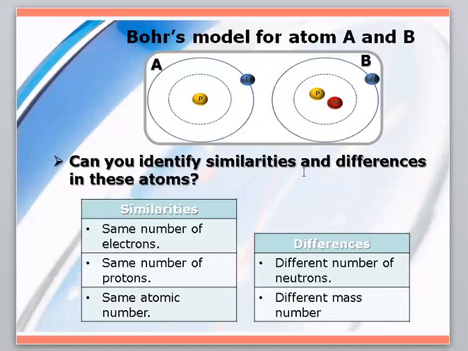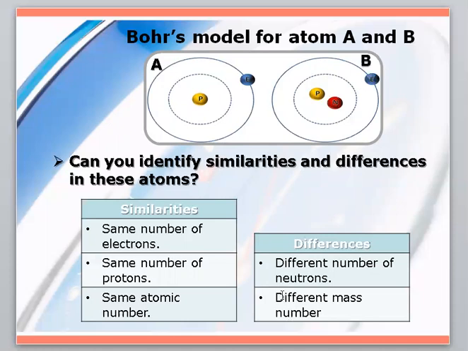Now observe the differences. There are two differences. Number one, different number of neutrons. In A, we do not observe any neutron. Zero neutrons, no neutrons are there. In B, we observe only one neutron. So both atoms show a different number of neutrons.